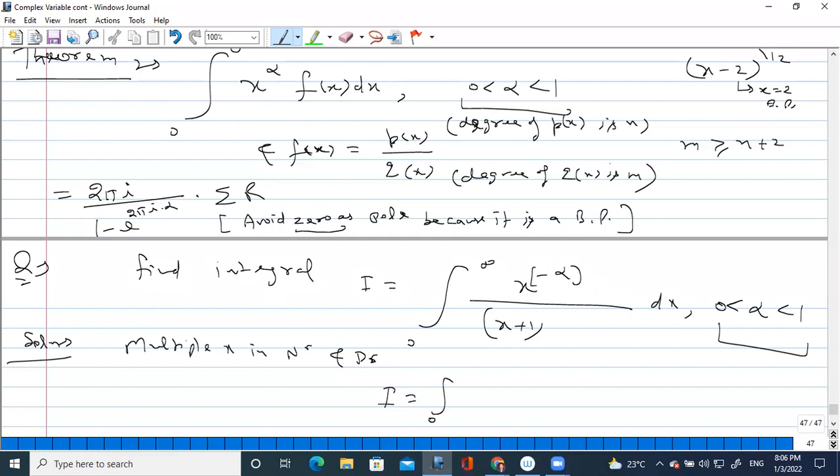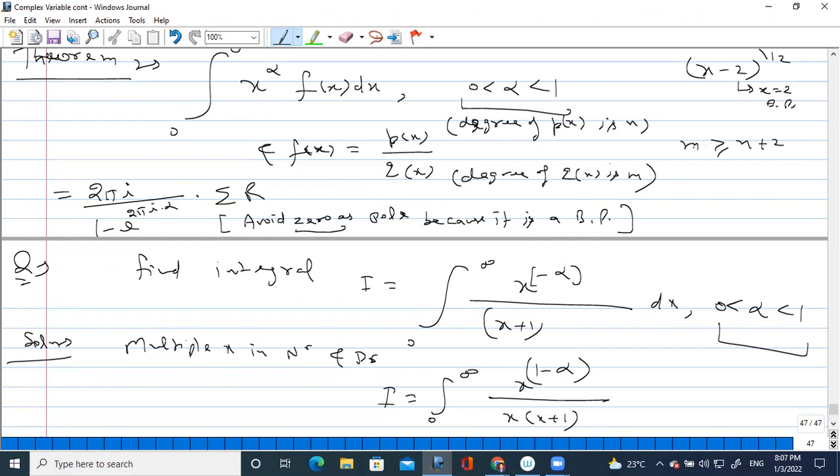So what will it become now? The integral from 0 to infinity. If I multiply here by x, it will become x to the power 1 minus alpha. Now this complete power is between 0 and 1: 1 minus 0.2 is 0.8, and 0.8 is between 0 and 1. So now it will become x to the power 1 minus alpha over x times (x plus 1). Now the degree is also matching. In the denominator, x times x gives degree 2, and in the numerator the degree is 1 minus something, which is less than 1.